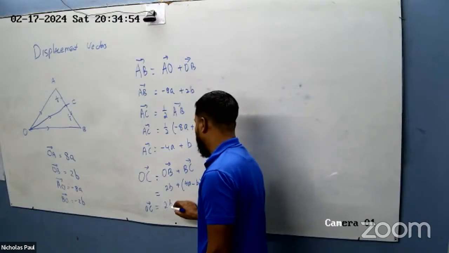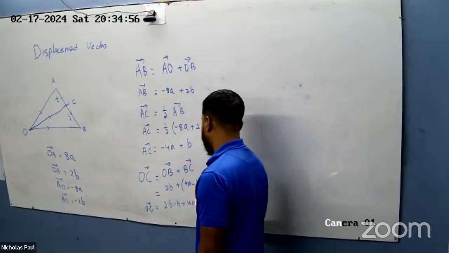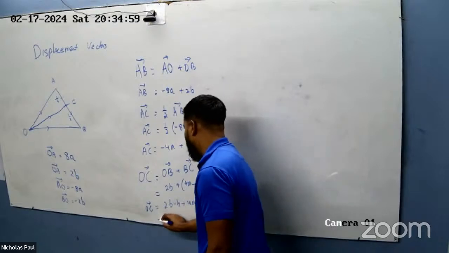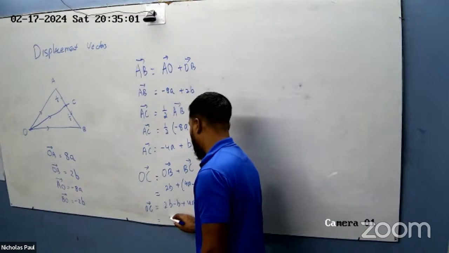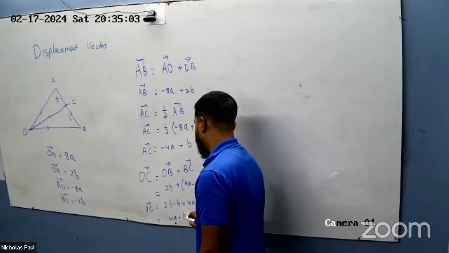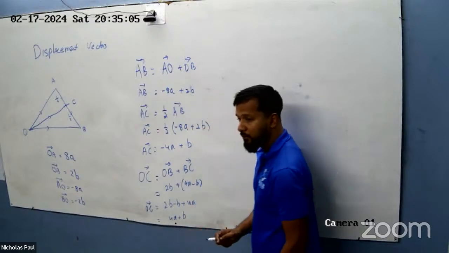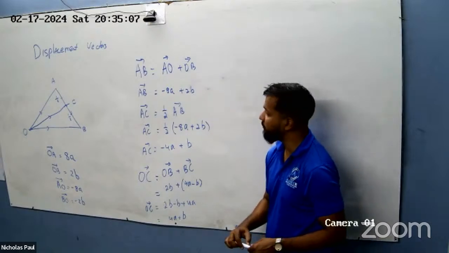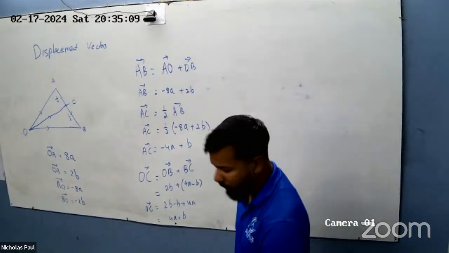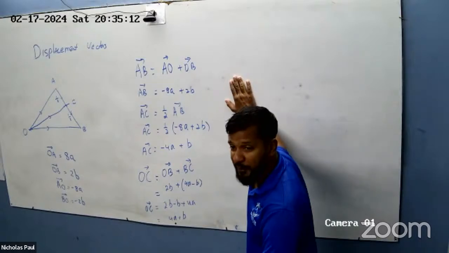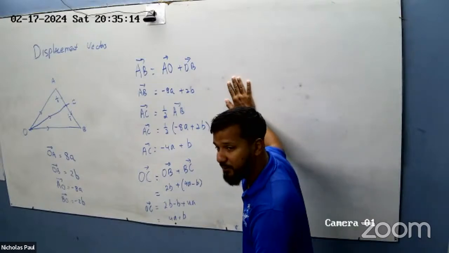So that'll be 2B minus B plus 4A. So I got 4A plus B. Look at that. Same thing, 4A plus B. All right, so that's the way you do displacement vectors if they give you letters.